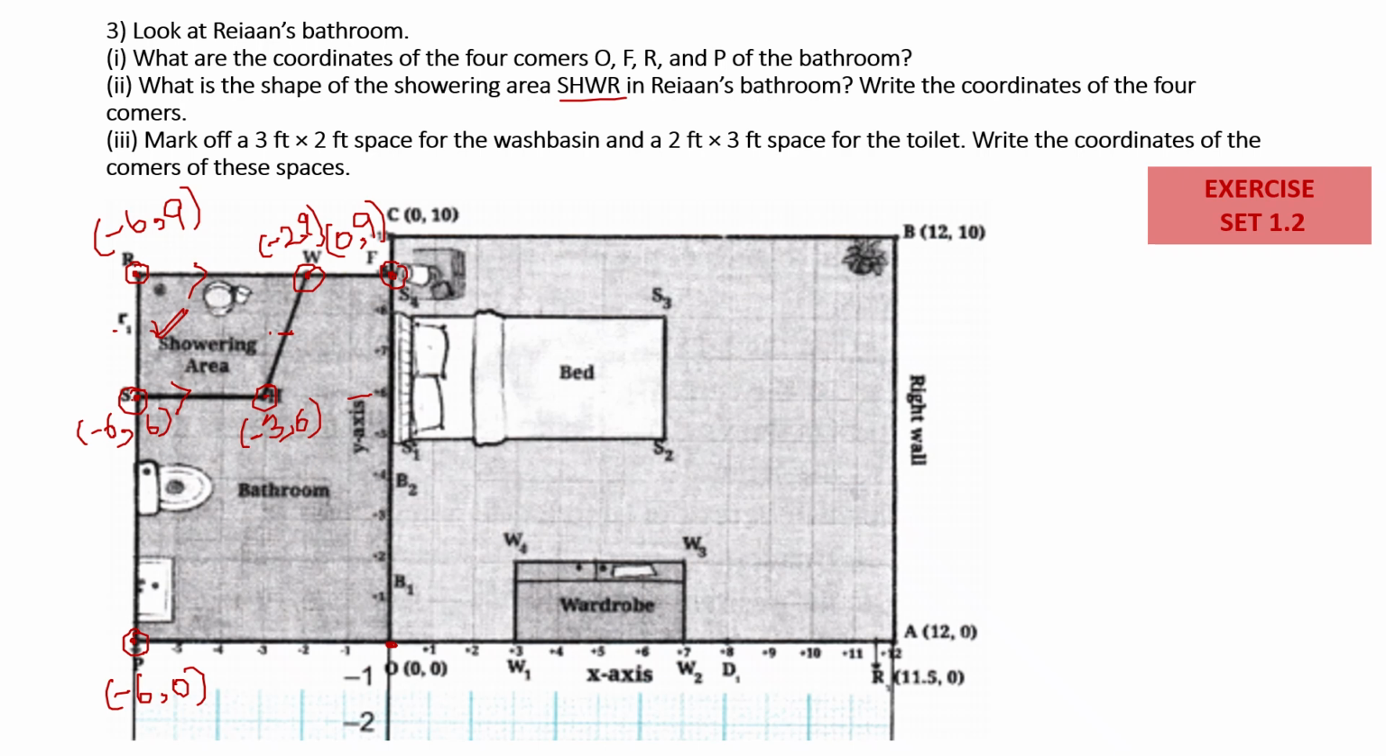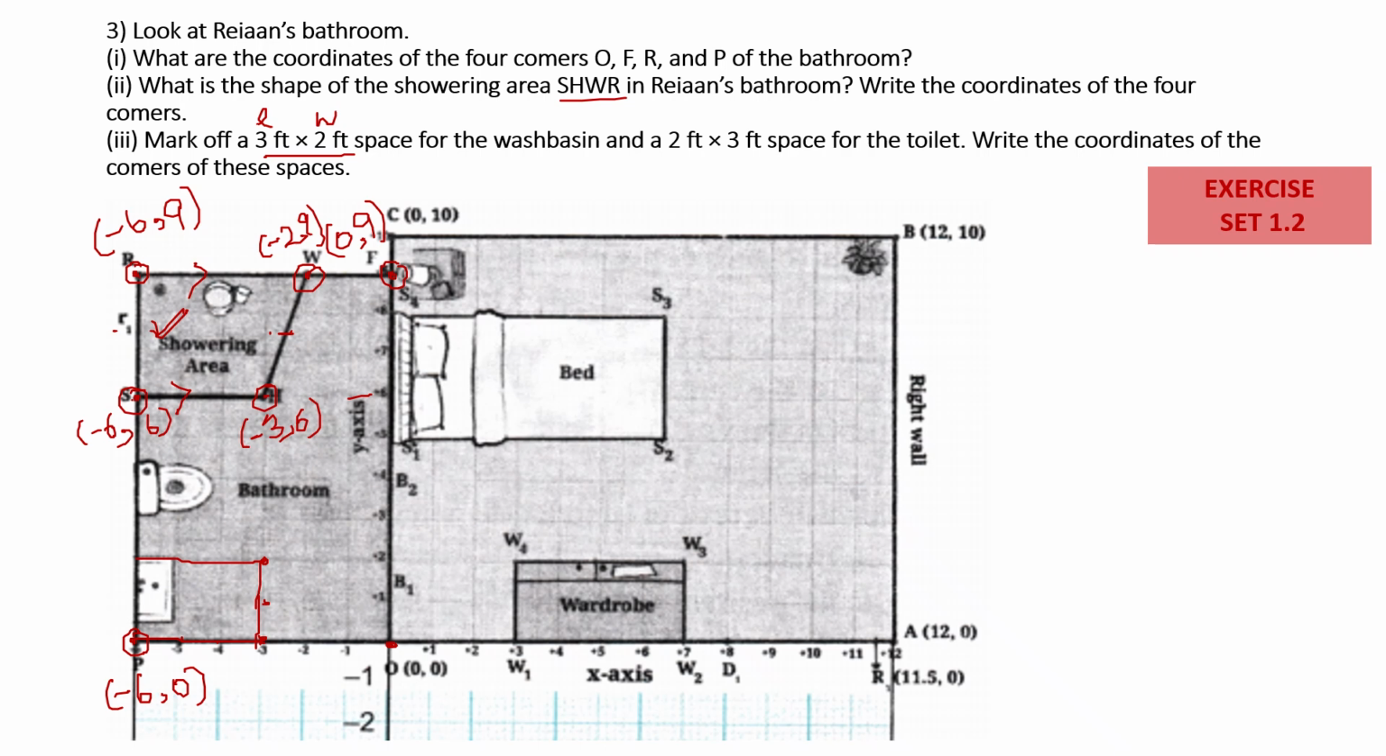And the next question over here is: mark a 3 feet by 2 feet space for the wash basin. First we'll mark this one. Here the length is 3 feet and the width is going to be 2 feet. First we'll calculate the length. So 1, 2, 3. Till this it's going to be the length. And what about the width? The width is 2 feet. So 1, 2. And here also you can join. So this is what we have marked for the wash basin space.